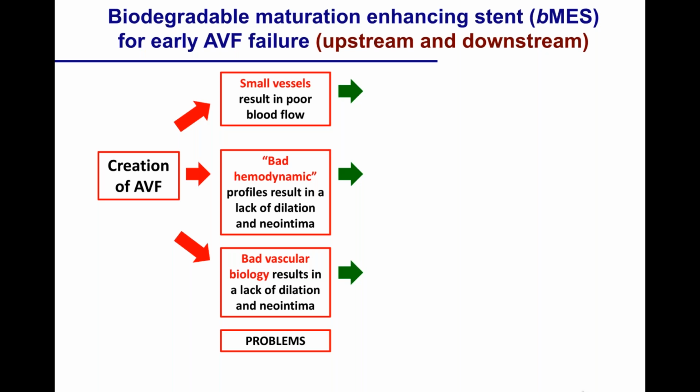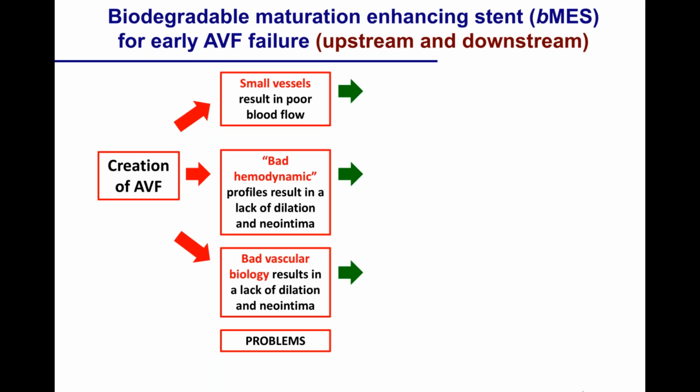Number 1, small vessels that result in poor blood flow. Number 2, bad hemodynamic profiles, which result in a lack of outward remodeling and a more aggressive neointimal hyperplasia. So very similar to what I spoke about earlier. And number 3, bad vascular biology as a result of uremia and inflammation and oxidative stress that results in a lack of outward remodeling and a more aggressive neointimal hyperplasia.